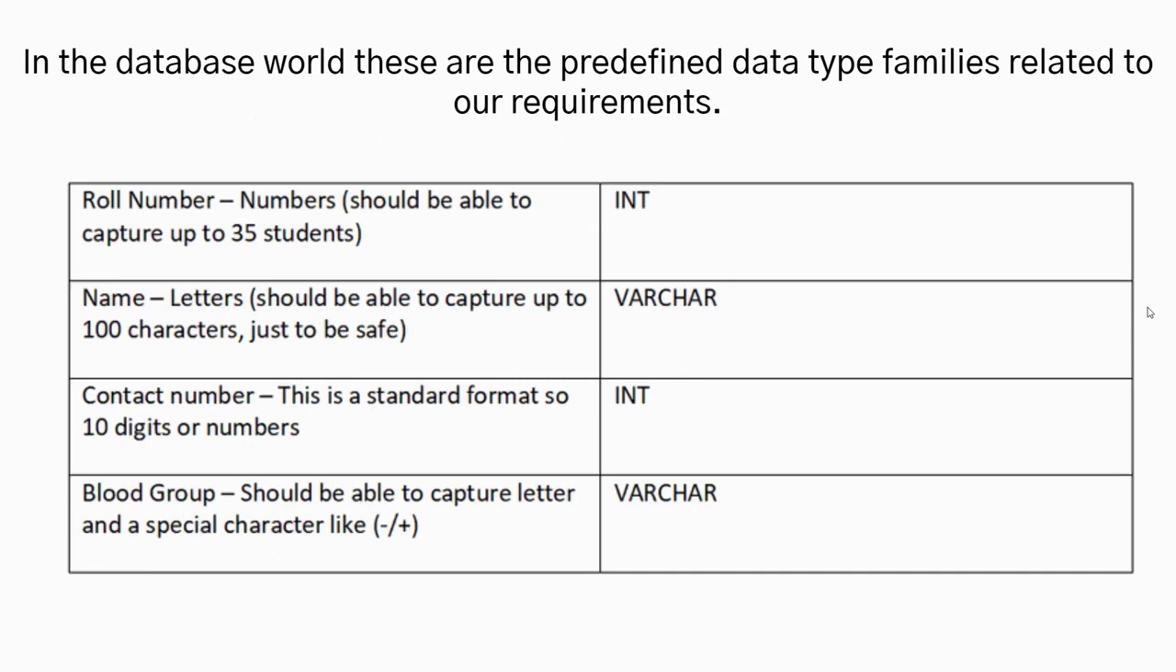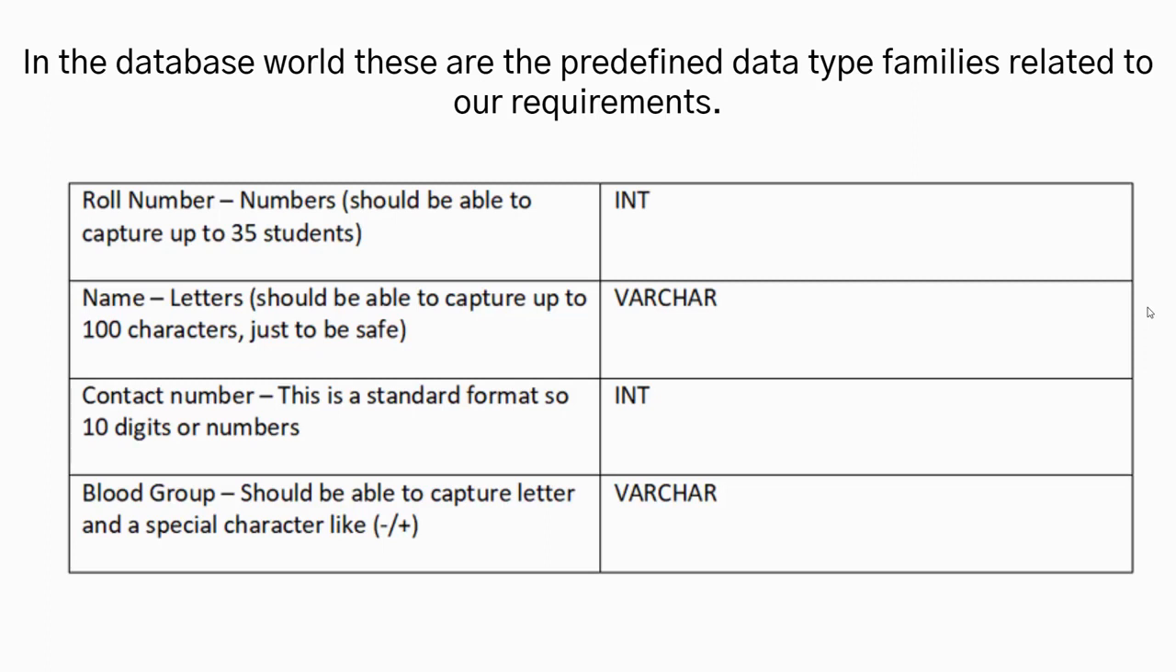Now let's take a look at it from a database perspective. Now that you have very clear instructions as to what each of these columns should hold, you can map it to a data type in a database. The roll number only carries numbers, so this is an integer. It should be able to carry up to 35 students, so it is very well within the integer limits. Next is name. It should carry letters and perhaps up to 100 characters, so this is a varchar. This is the data type you would use, and you would also give the size as 100.